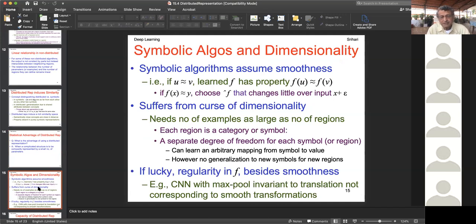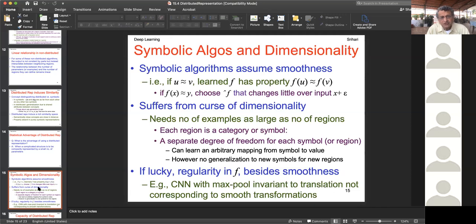This slide is about the issue of symbolic algorithms and dimensionality. We say that symbolic algorithms suffer from the curse of dimensionality. And what is it about? So let's see. Symbolic algorithms assume smoothness.